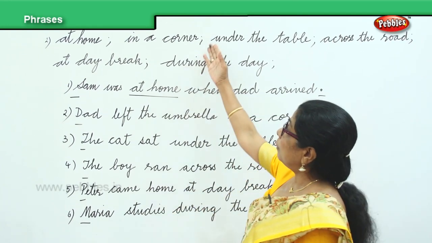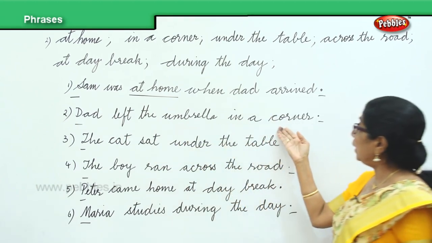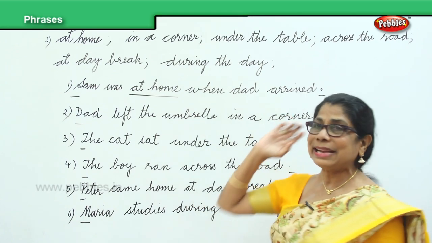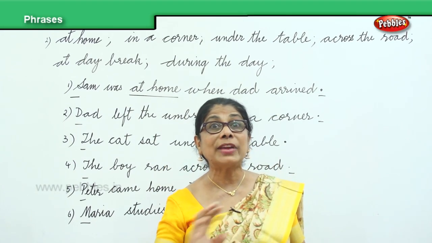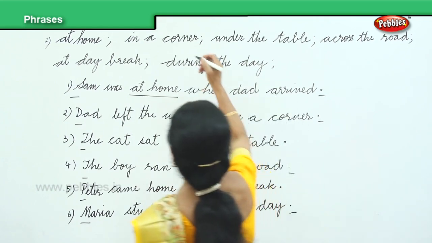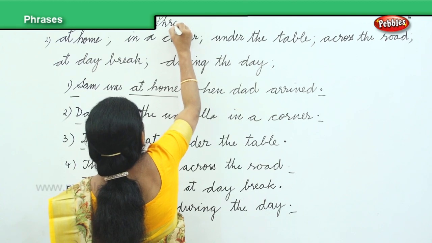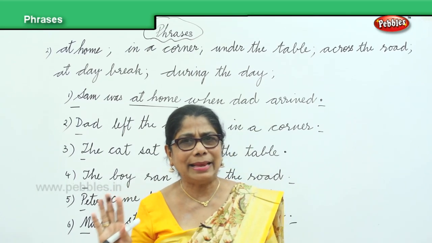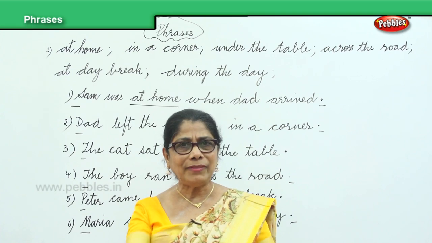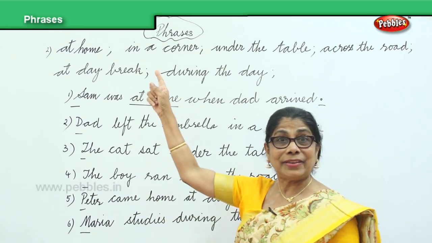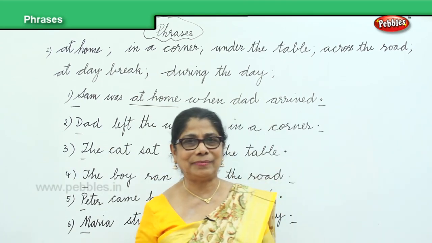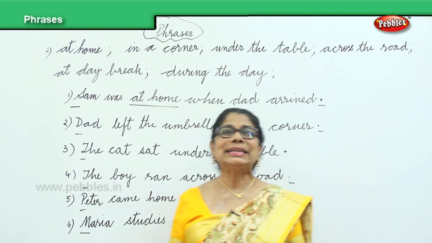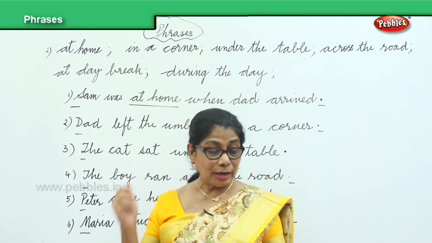Now, I need to talk about this. At home, in a corner, across the road, at daybreak, during the day, all these incomplete groups of words, we call them phrases. What are they called? We call them phrases. So these are groups of words that make sense and we call them phrases. Now what we have done, you and I, together, is use the phrases and make complete sentences. Now you know how to turn the phrases into proper, complete sentences. Now we'll do some more exercises for you to understand.